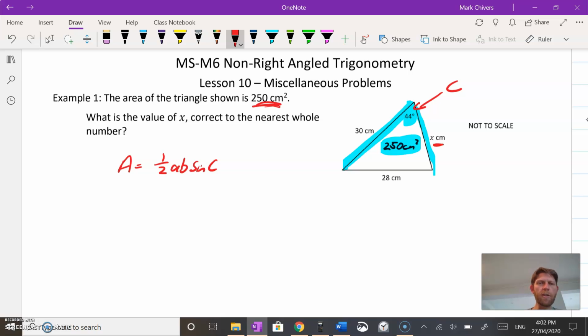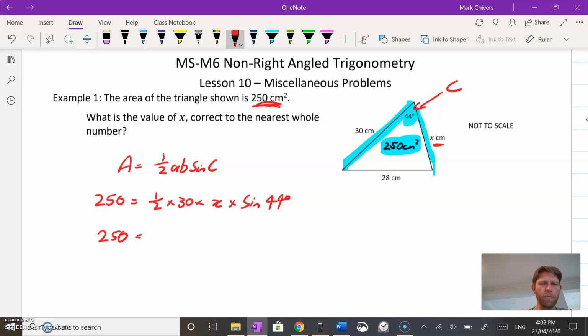So let's just substitute in the formula. Now we know the area that was given in the question, that's 250, equals a half times 30 times x, that's the bit we don't know, times sine C, which is 44 degrees. So what I've got there is a whole bunch of numbers and one variable, so I should be able to solve for that one variable.